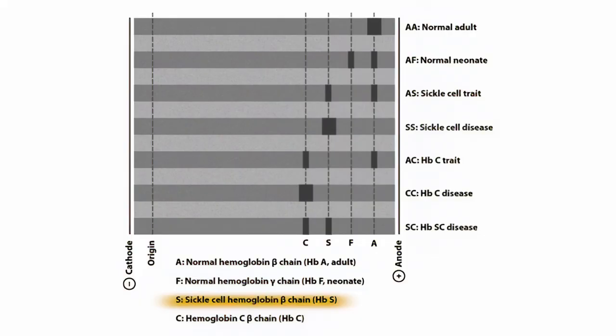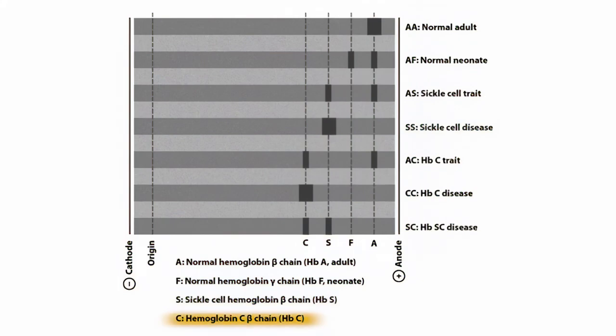Now hemoglobin S in a sickle cell patient is even more positive because you've replaced a negatively charged glutamine residue with a neutral valine residue. So the hemoglobin S band is even farther to the left, toward the negative terminal, the cathode. So in patients with sickle trait, you're going to see a hemoglobin A band and a hemoglobin S band. And then in patients with sickle cell disease, they're going to have essentially all hemoglobin S because they're homozygous.